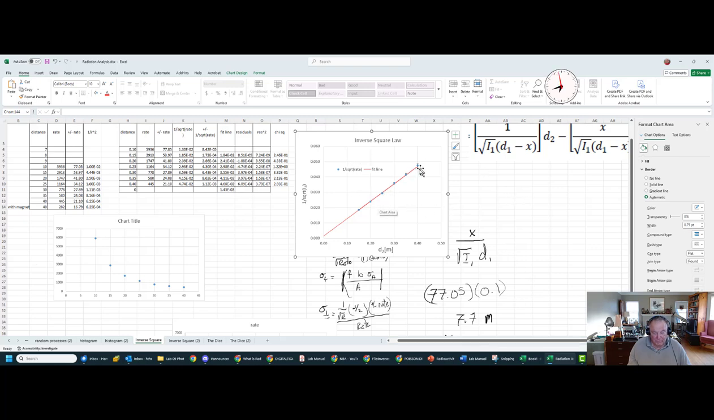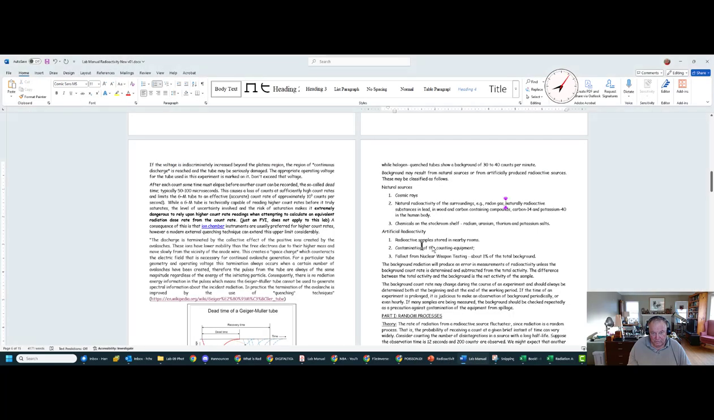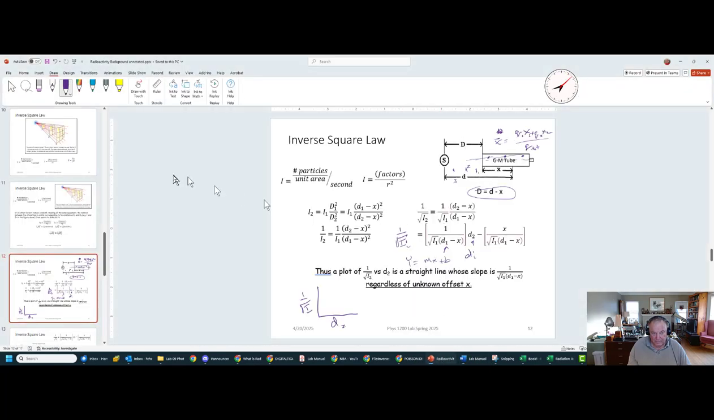And what happens is then we can do an R-squared test on this, and if that is correct, that means that the inverse square law is valid. So we're going to test the inverse square law.